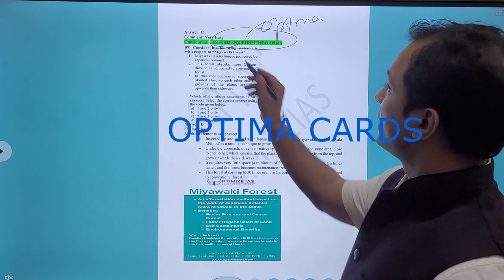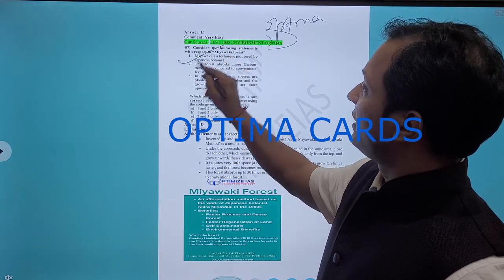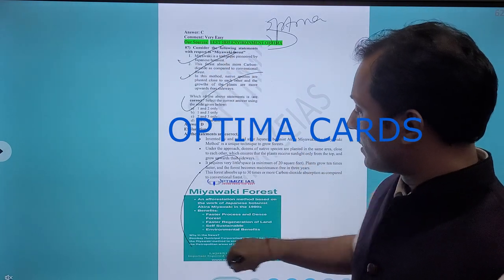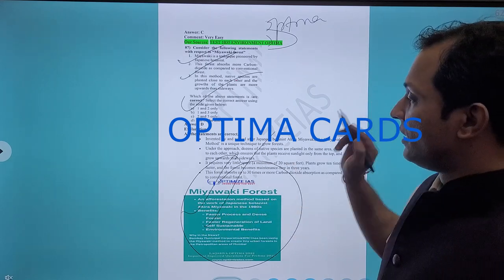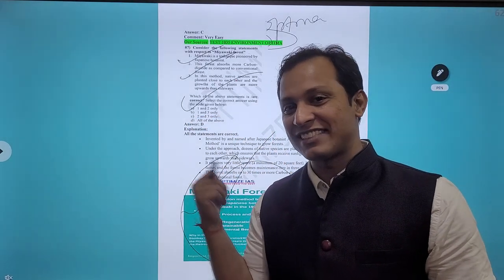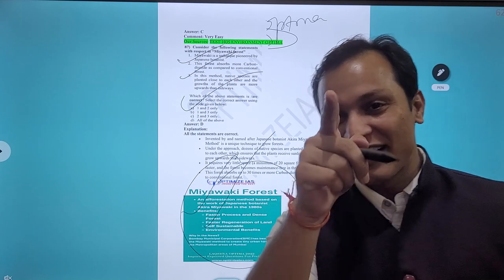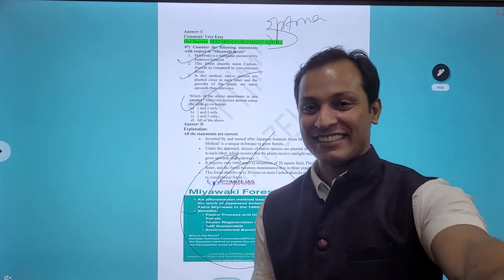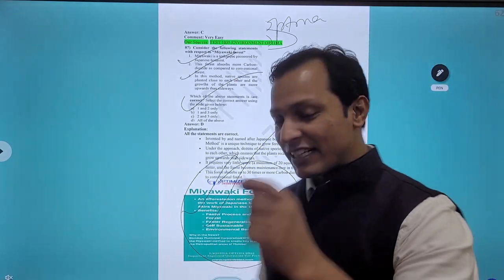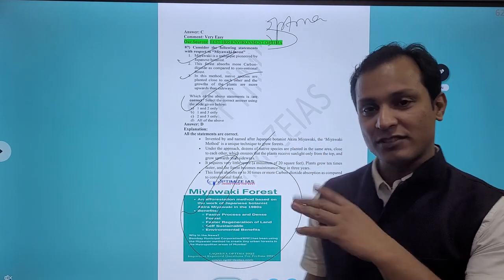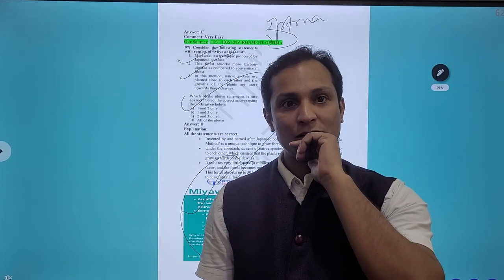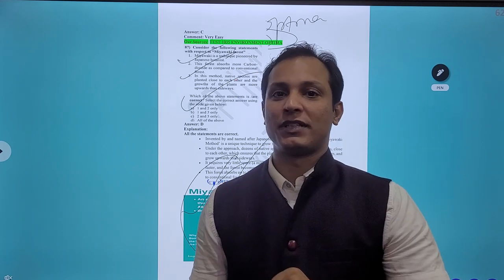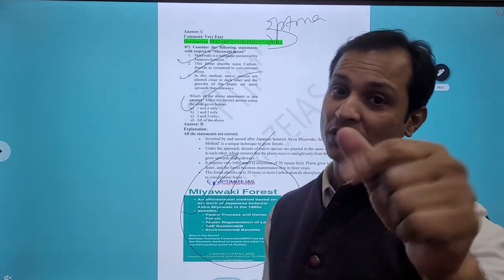You can go and check out 1035. Exactly, I have given this Miyawaki forest, and I have given a card also on Miyawaki forest. If you have seen this card before the examination, you are a lucky guy. Are you the lucky one? Just write, yes, I was the lucky one. See, I'm telling you, guys, Miyawaki forest, I was predicting this topic from 2020 onwards.